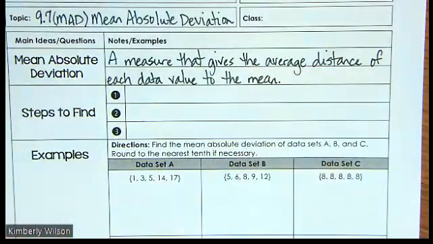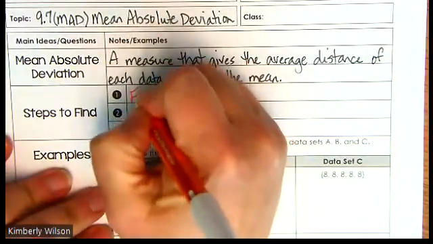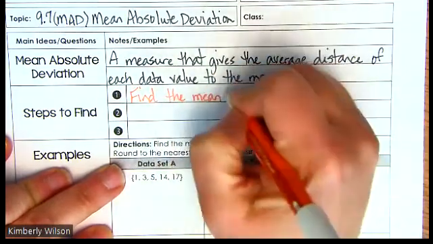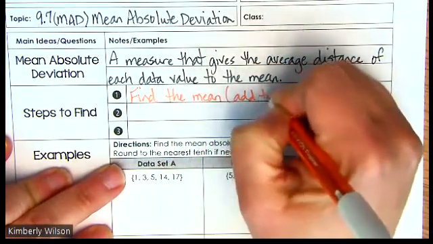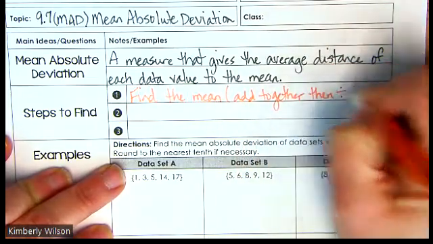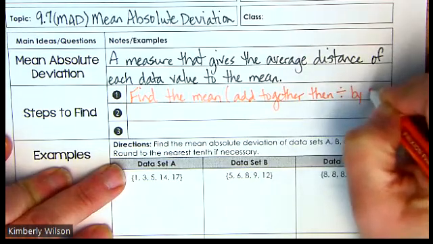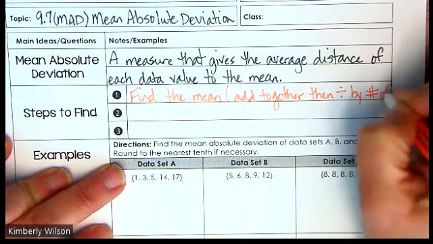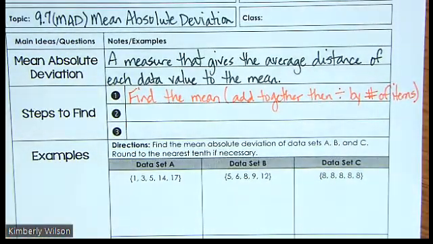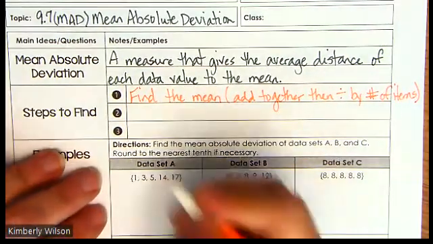Okay, so now let's talk about what the steps are to calculate. Step one, we have to find the mean. So step one is to find the actual mean, which is add together, then divide by the number of items.